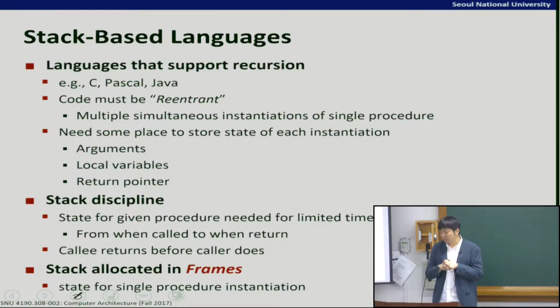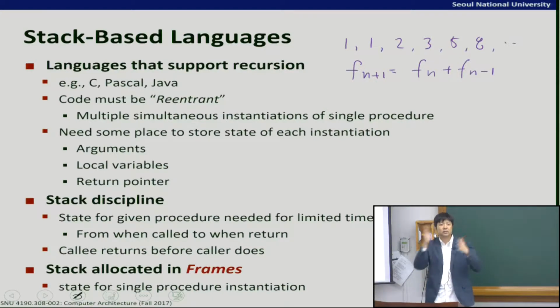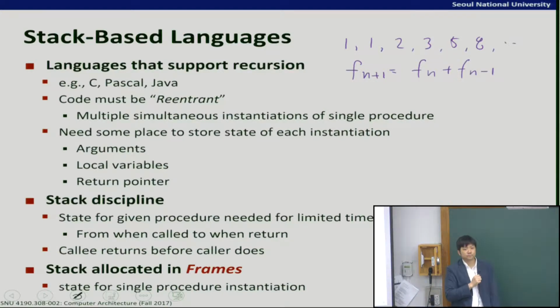A classic example is Fib. You know what the Fibonacci sequence is, right? The Fibonacci sequence is 1, 1, 2, 3, 5, 8, and so on, right? The relationship is F(n+1) equals F(n) plus F(n-1). The next value is just the sum of the previous two.